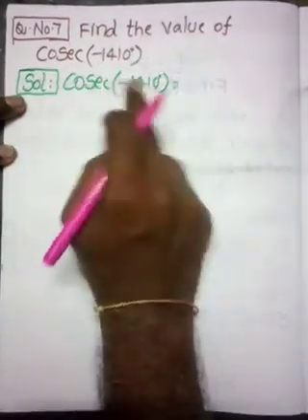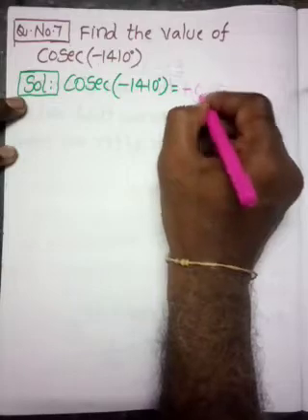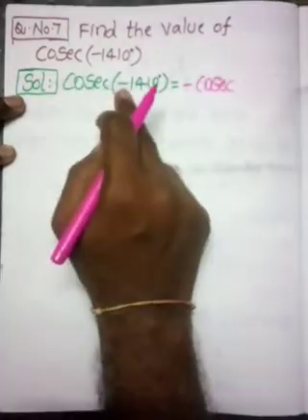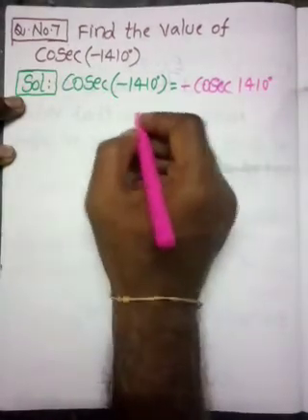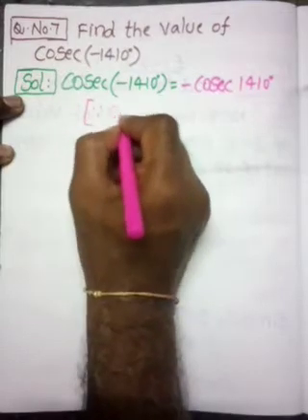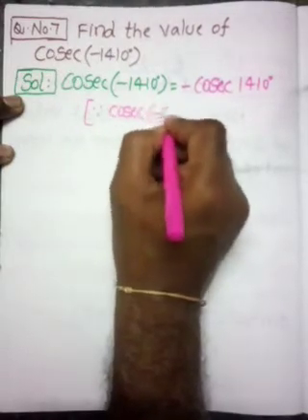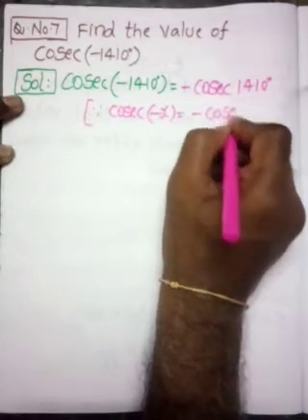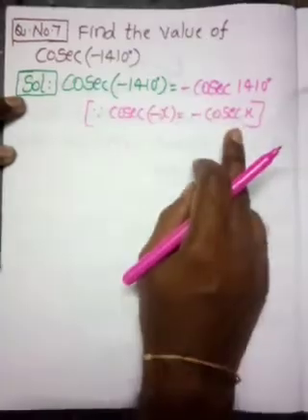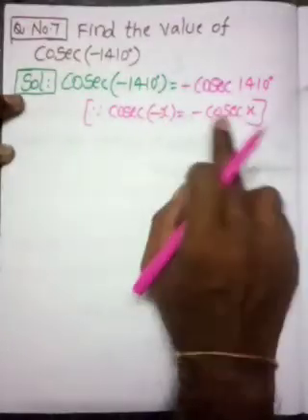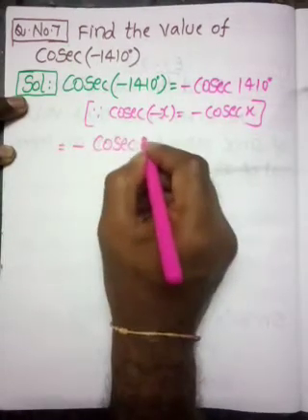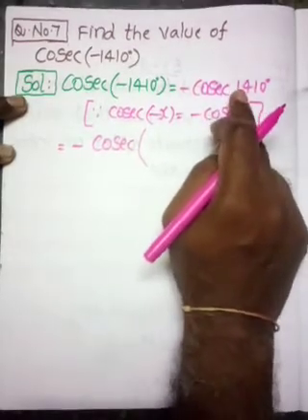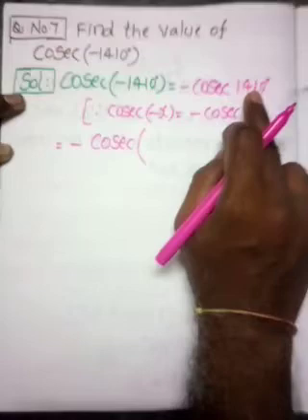So we can write cosecant of minus x is equal to minus cosecant x. We used this property, this identity. Okay, my children? Right. This is equal to minus cosecant of, see here, this number converted into a positive number.